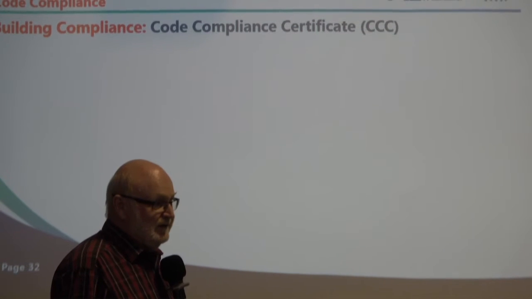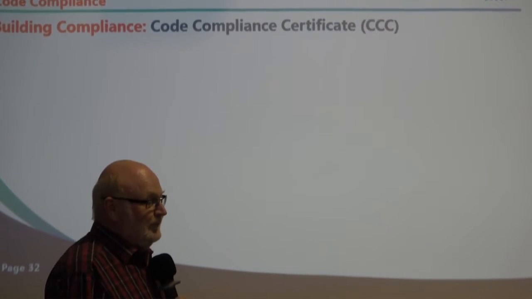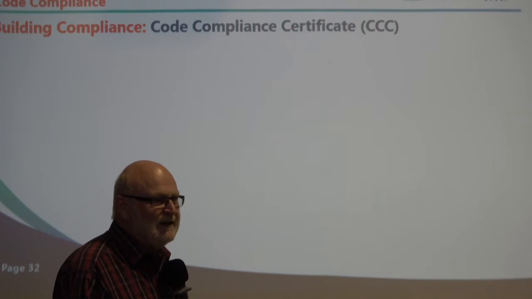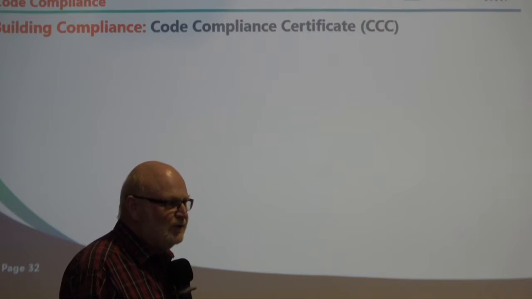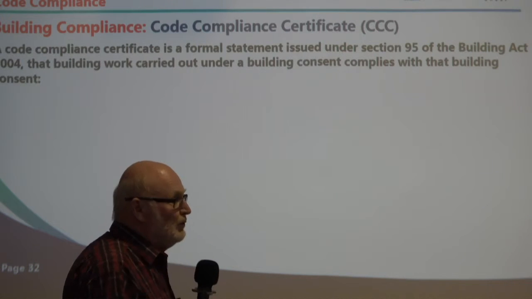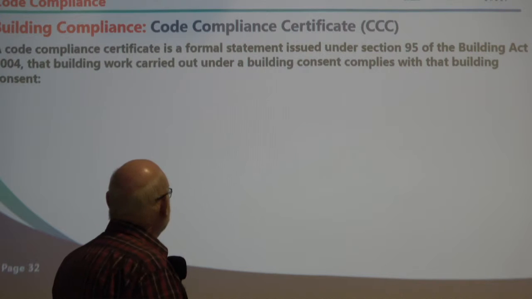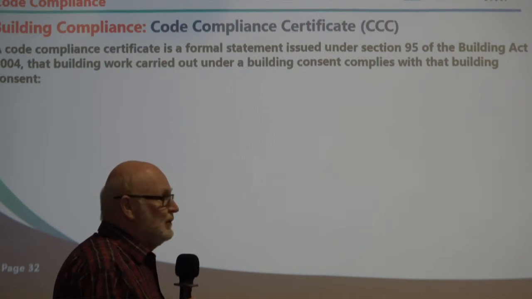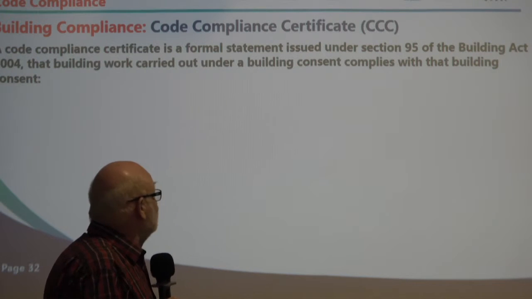Code compliance certificate. This is evidence that the building is now built according to the code. A code compliance certificate is a formal statement saying that the building work carried out under building consent complies with the building code.